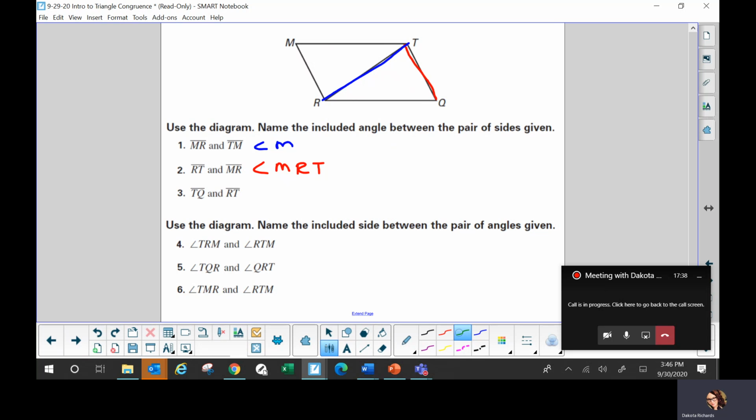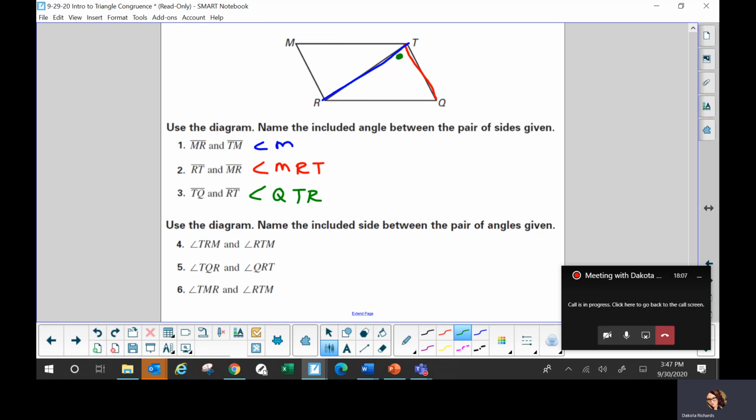Okay. And you want to find the angle in between those two sides. That would be this angle. Okay, and again, you have to be specific when you're naming these. So you can call this RTQ or you can call it QTR. I like QTR, so we're going to call this angle QTR. All right.